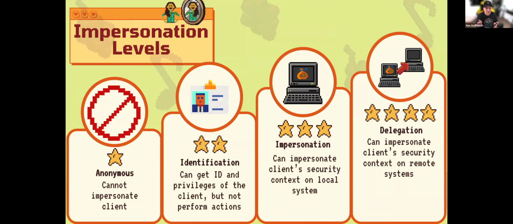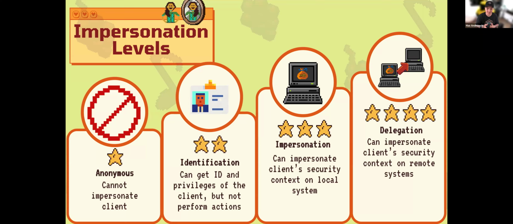Anonymous seems a little bit fruitless, right? Because you can't impersonate the client. Identification: you can get the ID and privileges of a client, but not perform actions. So if a server is trying to get the context of what user is trying to access it, for example, that's where an identification impersonation level would be useful. But again, it can't carry out actions in the context of that user.